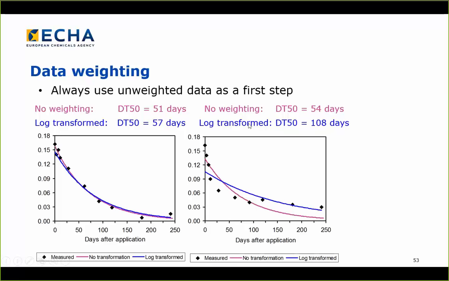So we've got two examples on the screen. In the first example, when we have log transformed the data, there's been a change of 6 days in the DT50. So not that much in the bigger picture. But with the second data set, you've got almost double, well it is double, the DT50 value because you log transformed the data. So when we use weighted data, we always run it unweighted first. This helps the discussion as we can show what the impact has been by weighting the data. So it's always important to run it without it.